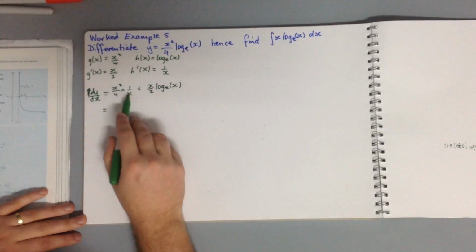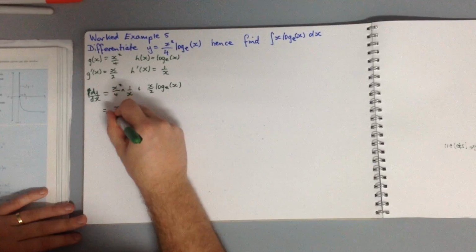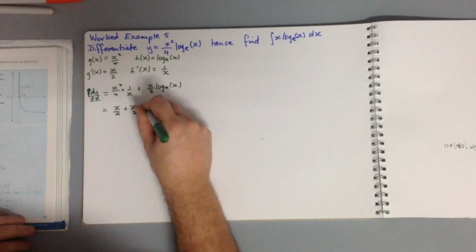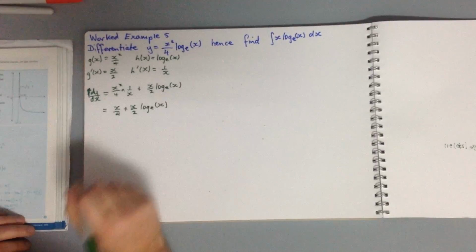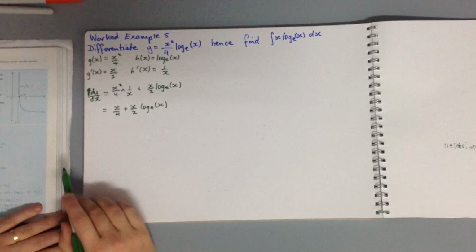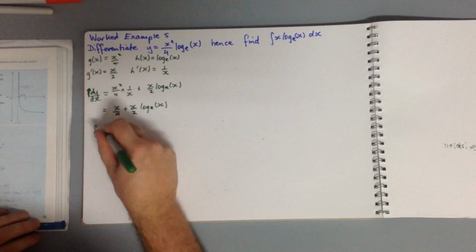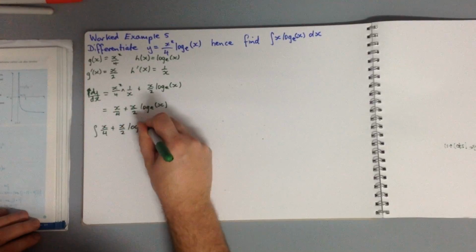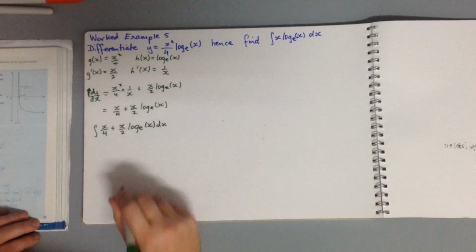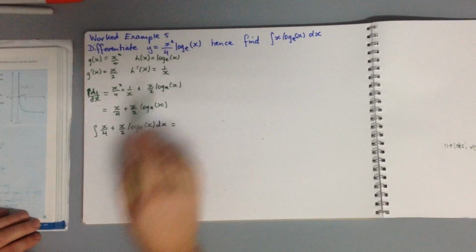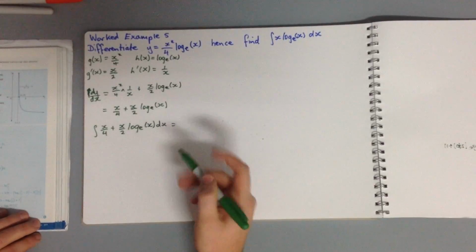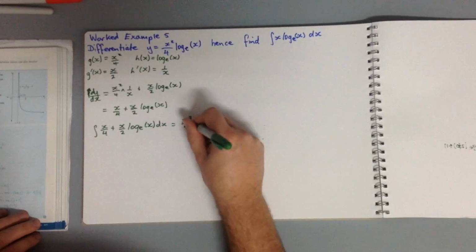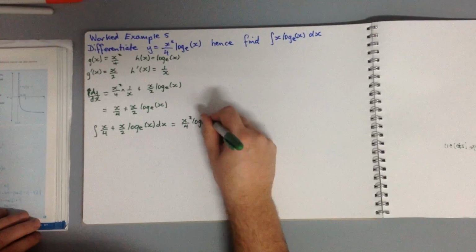So our x and our x are going to cancel out, and we'll be left with x on 4 plus x on 2 log to the base e of x. What we can then say is if we integrate x on 4 plus x on 2 log to the base e of x with respect to x, that's going to equal what we start off with. So when we integrate our derivative, we get back to our original. We'll get x squared on 4 log to the base e of x.